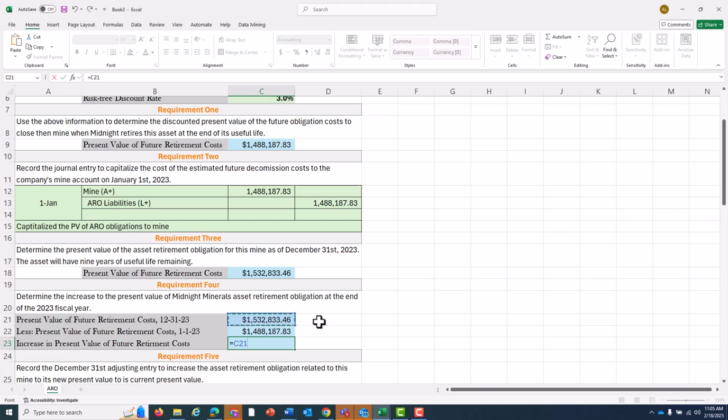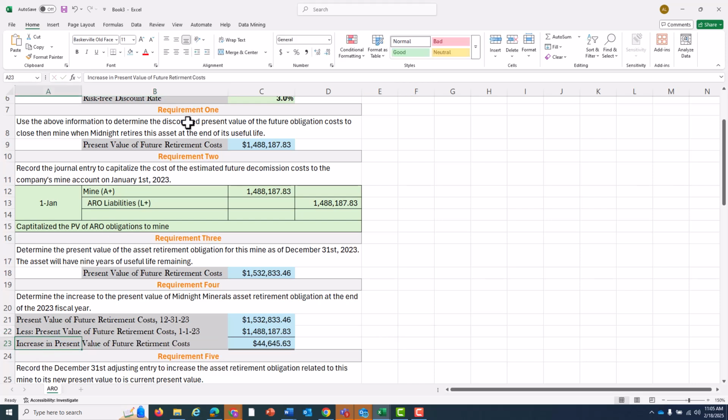If the present value is now $1,532,833.46, and it was $1,488,187.83 at the beginning of the year, that means that the present value of this future retirement cost, which I have a typo, let me go fix that really fast. Let me just throw an E in. Oh, never mind. It doesn't want to do it. And there we go. Triggered me over here. That future retirement cost has increased by $44,645.63 during the year. Well, we should be carrying this ARO liability at its present value at all times, which means this needs to increase by that amount.